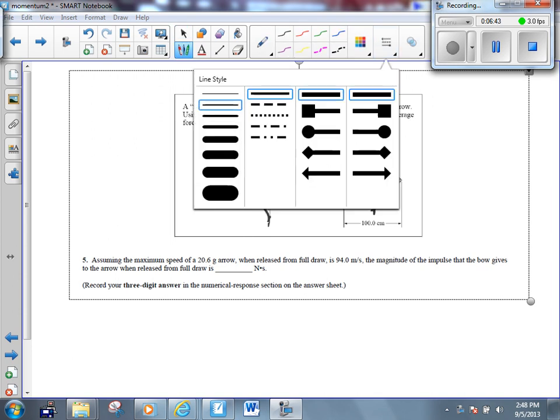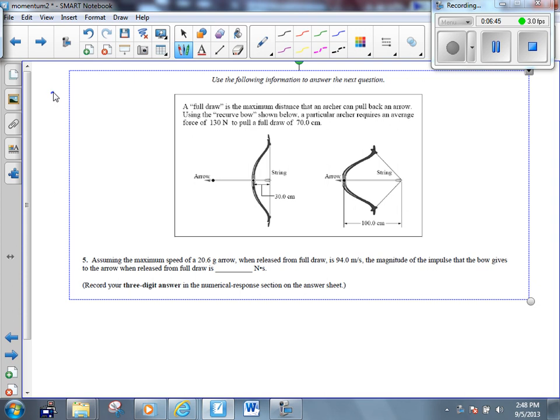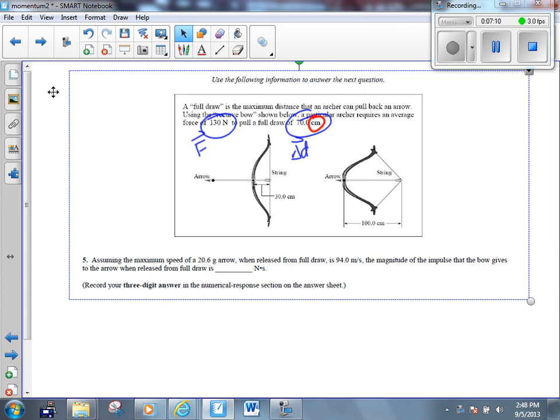Let's take a look at it just for the one person who wasn't sure and the couple people that didn't respond. It says a full draw is the maximum distance that an archer can pull back an arrow. Using the recurve bow shown below, a particular archer requires an average force of 130 newtons. That's going to be my force. To pull full draw, 70 centimeters. That's going to be a distance, or a displacement, but we have to be careful here because we're dealing with centimeters, not meters, and we want meters, right?